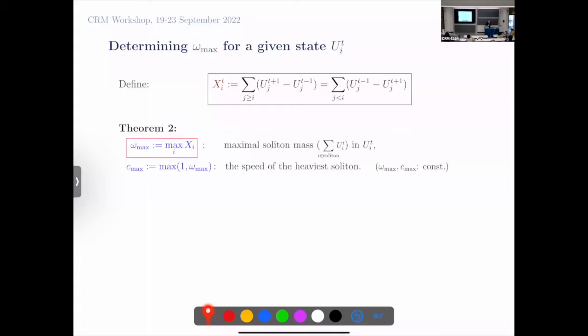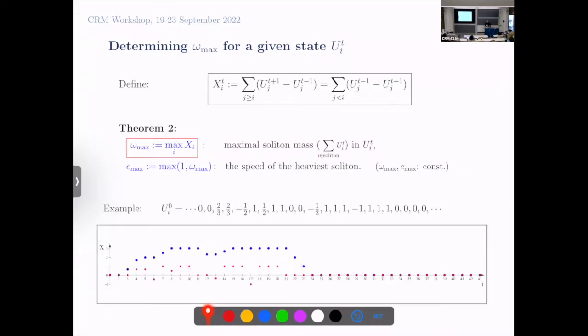So then there's a rather interesting theorem which says that actually the value omega max I'm after is the maximal value of this object that is defined in this way. And then the maximum of 1 and omega max is the speed of the heaviest or the fastest soliton in your state. And this is an example. This initial state will come back afterwards. I didn't want to make things too involved, so I chose an initial condition over the rationals.